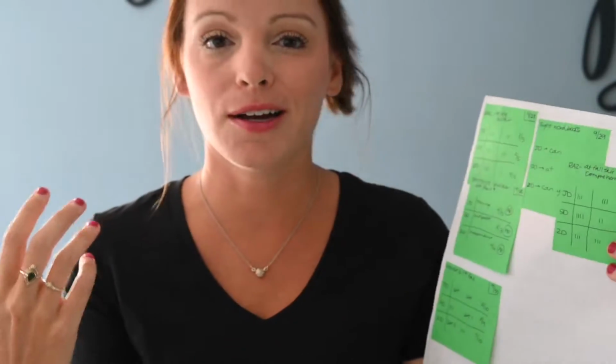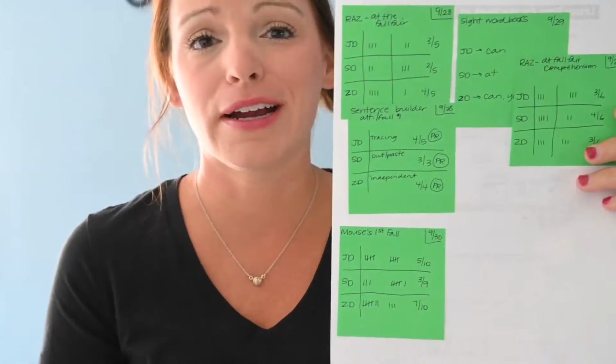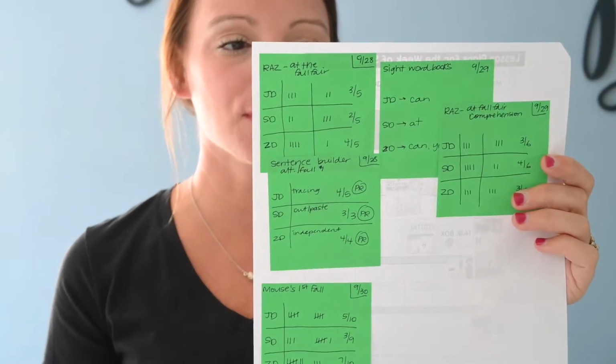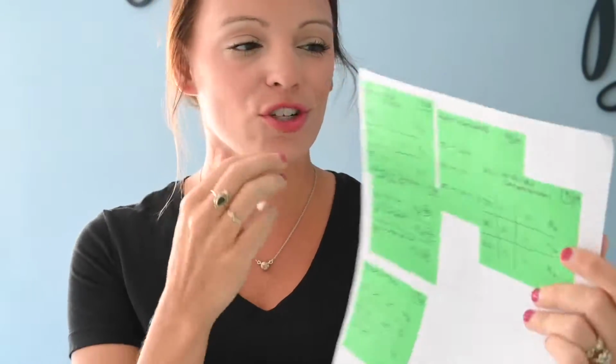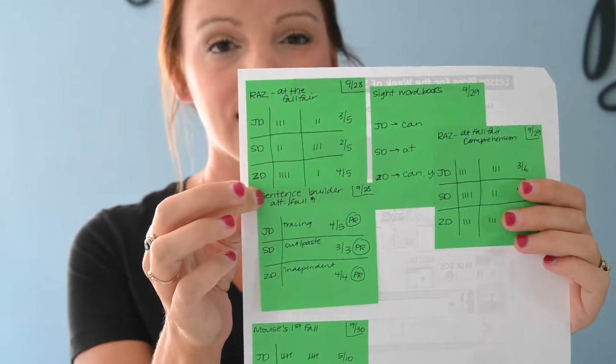I just did random ones. I just did random numbers. They're not really anything specific. These are just samples. So JD is Jackson, which is my dog. SD is me, and then ZD is Zoe, which is my other dog. So these are just sample Post-it notes with data on them to show you what it would look like when you put all of your sticky notes on the back of your lesson plans.